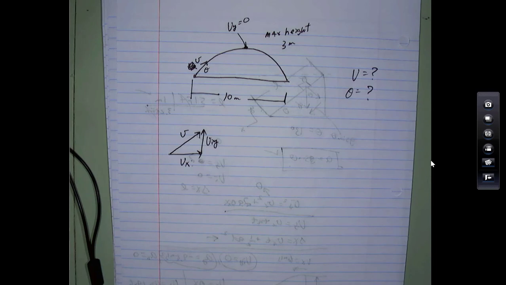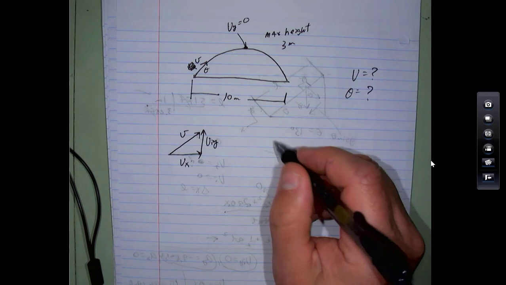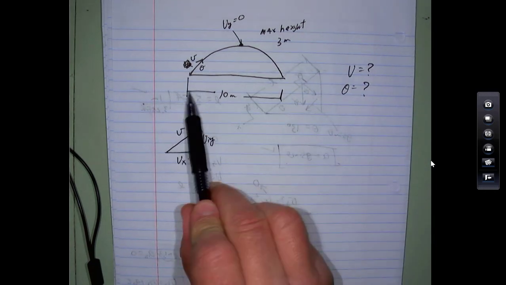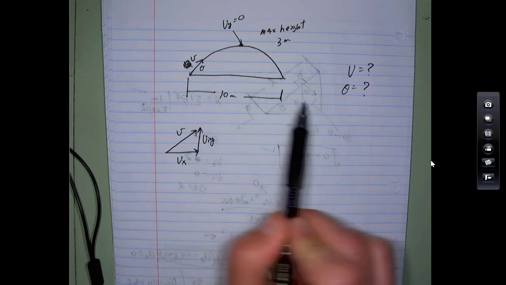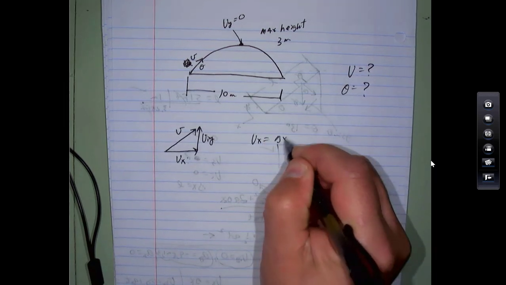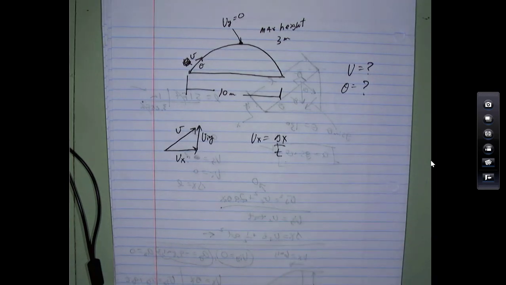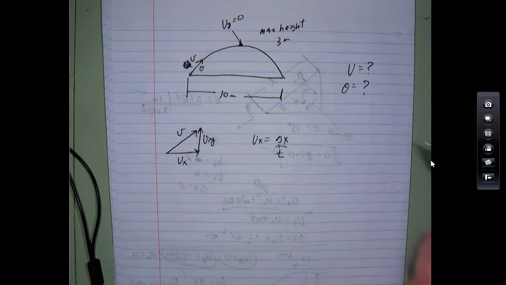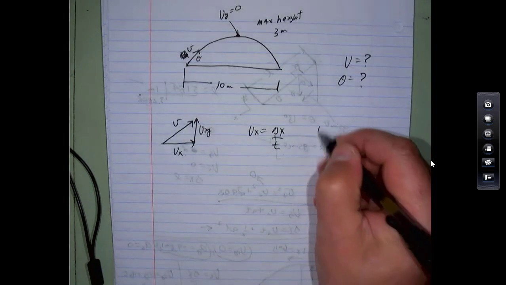There are several different ways of doing this problem. Again, the only thing that you have in the x direction is this distance, and there's no acceleration in the x direction. So in the x direction, it's displacement divided by time. So if you knew the time, you could figure out the x velocity. In the y direction, again, you have all of the kinematics equations.